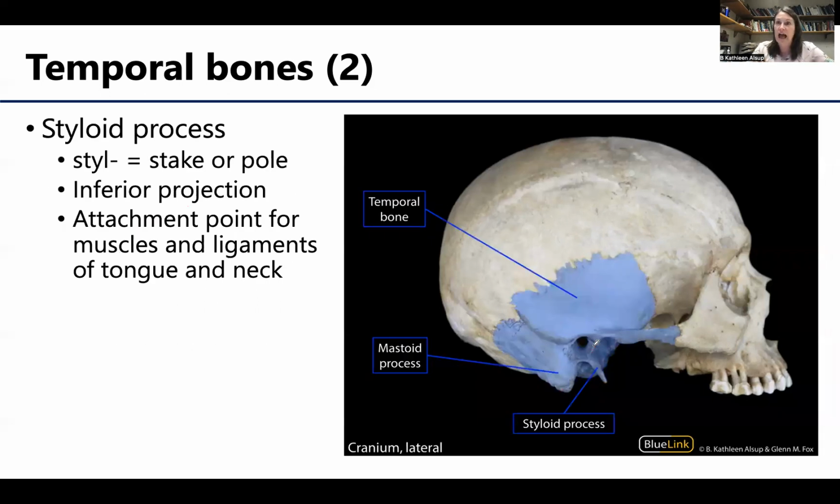Okay, so we're still on this lateral view in this region. You're going to have what's referred to as the styloid process. If you think of the stylus that you use in terms of writing, it is going to be kind of shaped like that. And this is an inferior projection. It's inferior certainly to the external acoustic meatus here, as well as the zygomatic process. And this is going to be an important attachment point for muscles, as well as ligaments that are associated with the tongue. You're also going to have muscles associated with the neck that are going to attach to this process. So oftentimes when you have a process, it's generally there because they're going to have some form of muscle attachment.